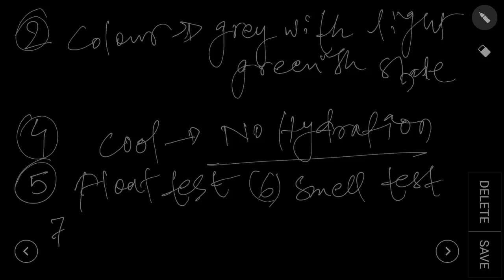Now go to the seventh. The seventh is to check for lumps. Open the bag of cement and see if there are any lumps. If lumps are present, that indicates that the cement is setting, so it was attacked by moisture, and it should not be like that.